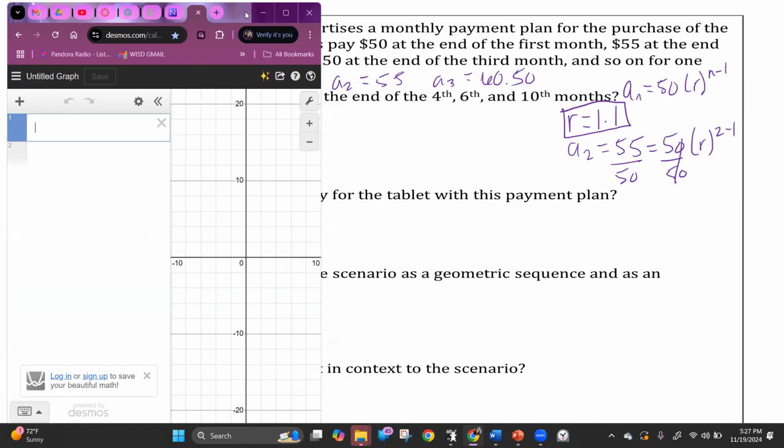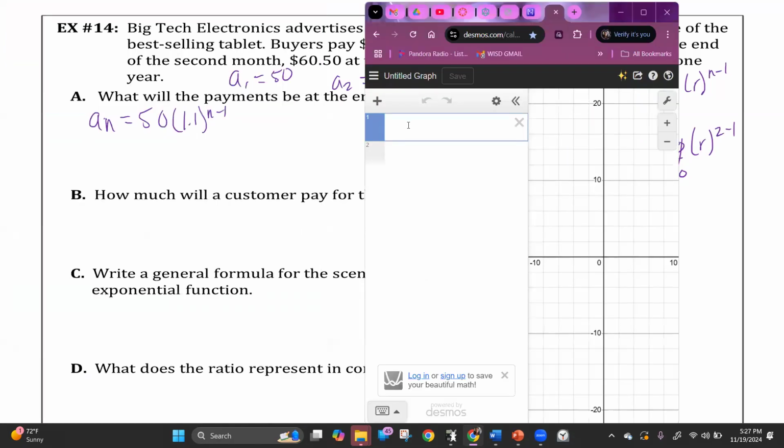So our model is A sub n, but I'm going to put it in as a function. So I'm not going to use n, I'm going to use x. So we have 50, 1.1, shift 6 to get my power, and it's going to be x minus 1. Oh, I needed to stay up there. I need you to stay with that x. Parentheses, x minus 1. There we go. All right, you got to be smarter than the Desmos, okay? So I have that in.